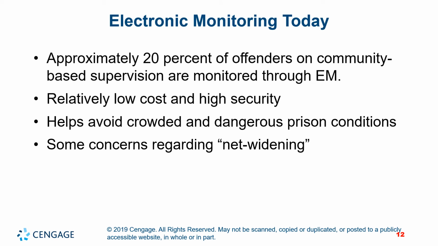Now, electronic monitoring today means that approximately 20% of offenders on community-based supervision are monitored through EM. It's relatively low cost and high security, meaning that it doesn't cost a lot to manage, but it is high security in the sense that everyone always knows where that person is. It also helps avoid crowded and dangerous prison conditions.